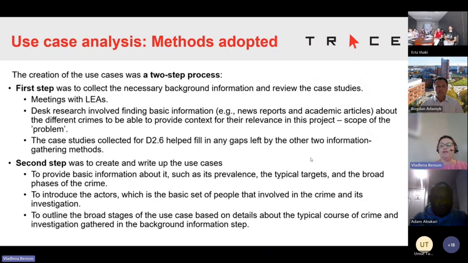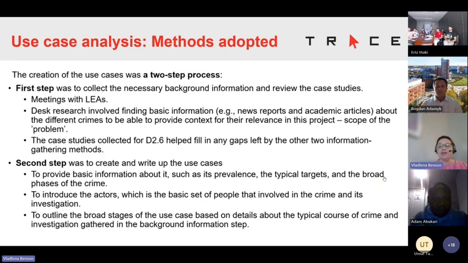Desk research involved finding basic information, for example, news reports and academic articles about the different types of crimes, to provide context for their relevance in the project. The scope of the problem and the case studies were collected for our deliverable 2.6. It provided detailed information about real investigations and trials involving the crimes covered in the use cases, and ultimately helped us fill the gaps, which led to the next step of the information gathering methods. In step 2, we created and wrote up the use cases. This included an introduction to the relevant type of crime, providing basic information about it, such as how prevalent it is, what the typical targets are, and the broad phases of the crime.